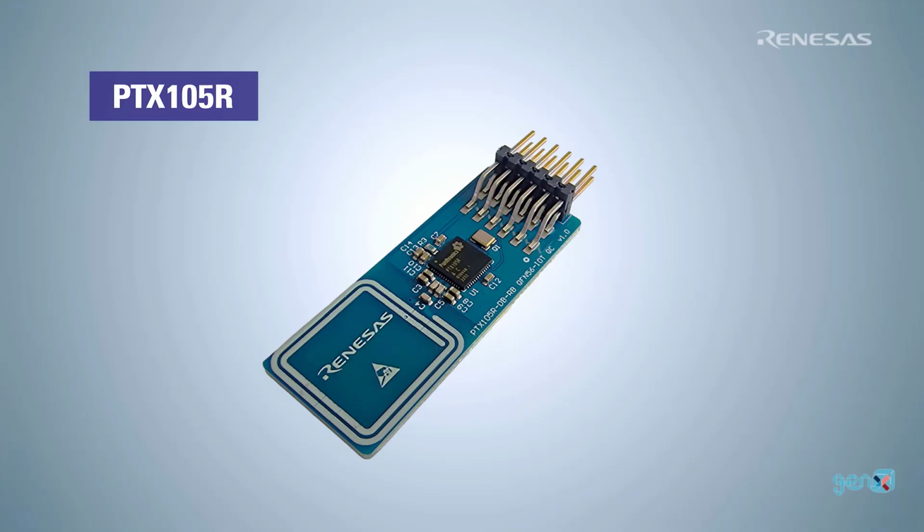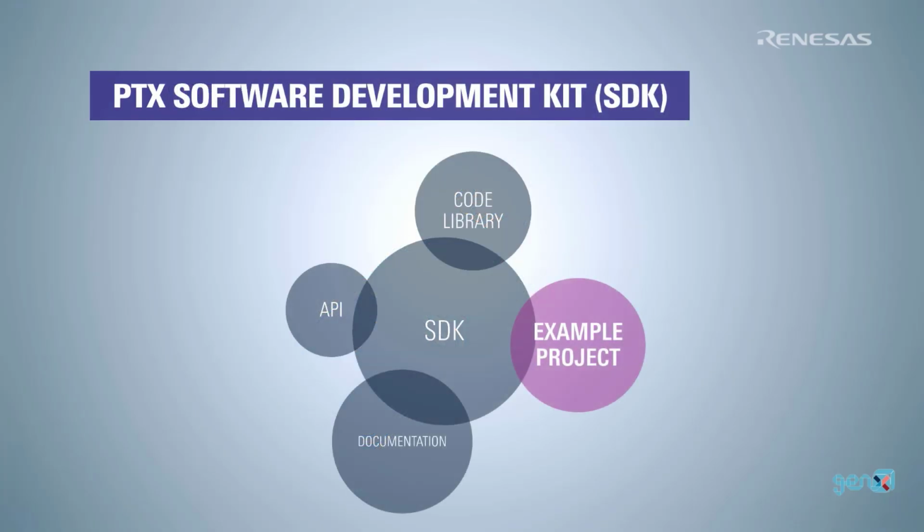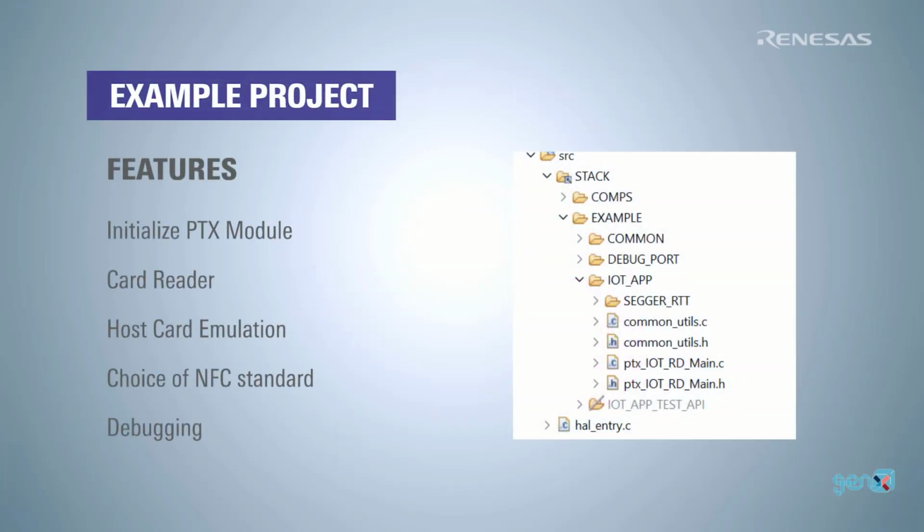You may already be familiar with the PTX-105R IoT module, which is a small footprint NFC reader and host card emulator suitable for extremely portable applications. Renesas provides an SDK that can be compiled directly for ARM Cortex MCUs and also comes with an example project ready to go. In this video, we are going to compile and run that example project.